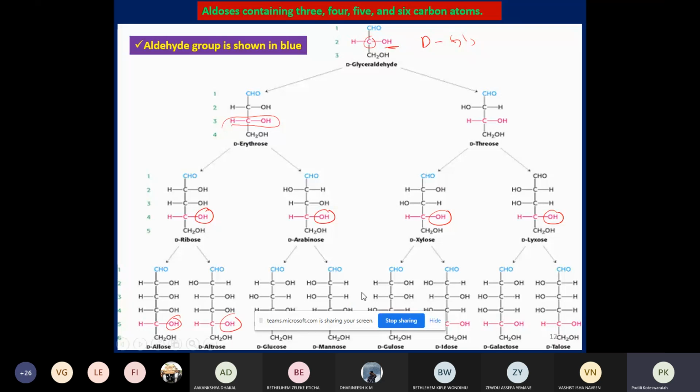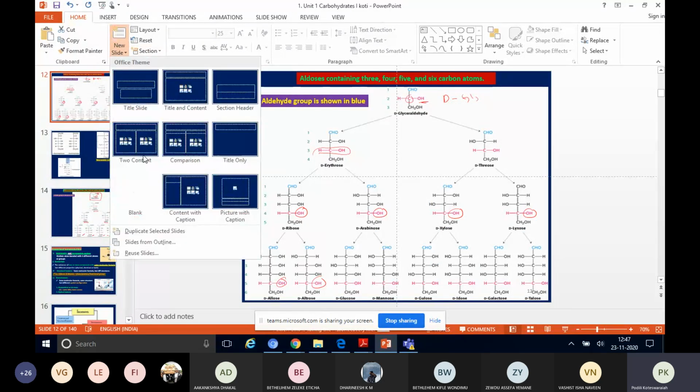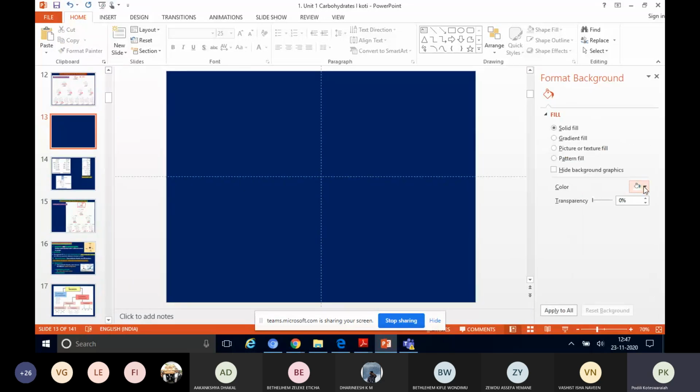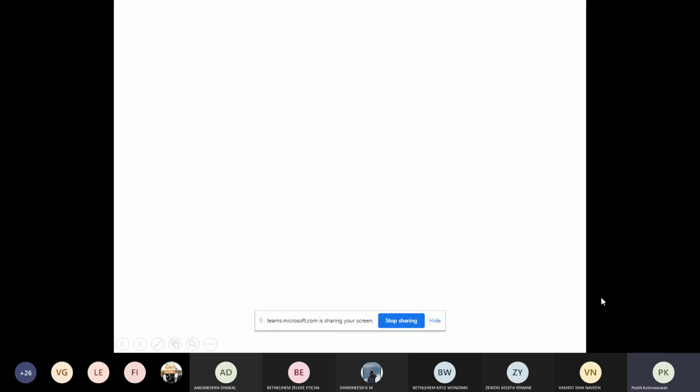Now we need to understand how to remember these aldose sugars as well as the ketose sugars. The simplest way to remember these aldose and ketose sugars is that we need to remember first only the D-glyceraldehyde structure. As I already said, all the D sugars are derived from D-glyceraldehyde, that is CHO, single bond COH, single bond H, single bond CH2OH.